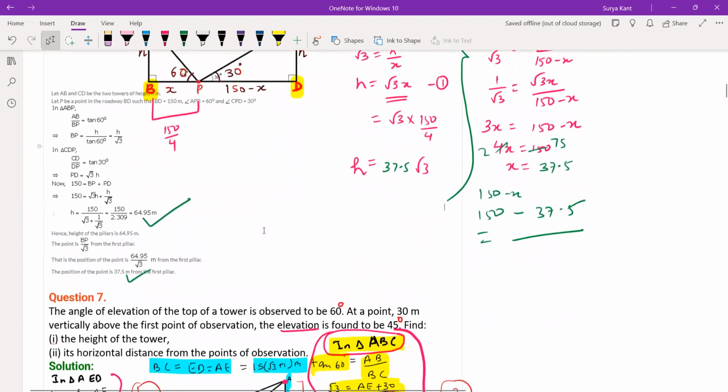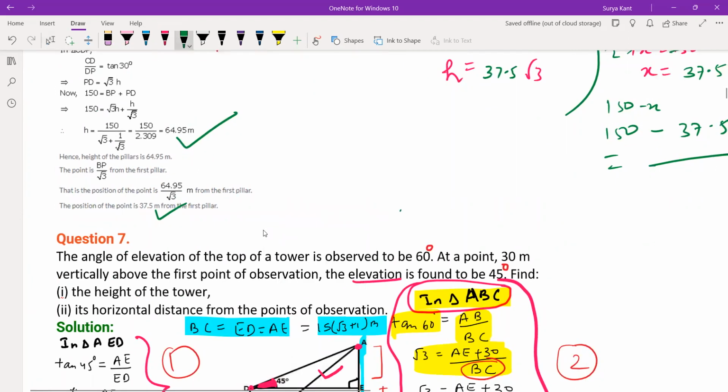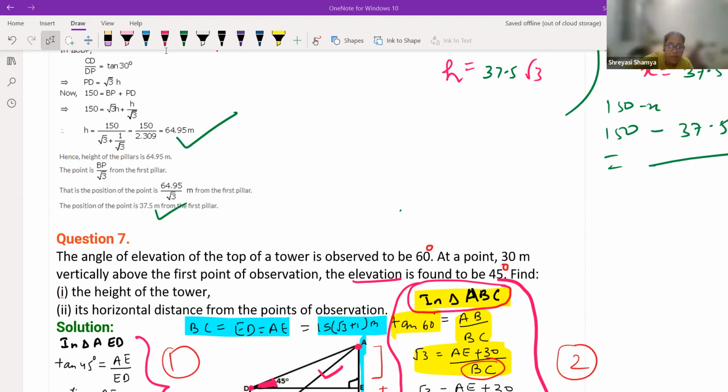Now see the next question. Question number 7, all of you do now. The figure is not given. You have to draw the figure and all, okay? Harshit, you got the same answer as what we have done in the 6th question. Yes, sir. All of you try question number 7 now. Sir, what do you mean by first vertically above the first point of observation?